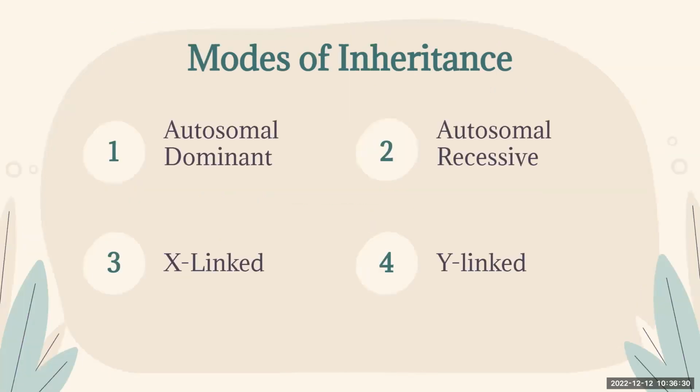There are 4 modes of inheritance that we will go over. The first is autosomal dominant, which is where the individual has the condition and passes it down, the expressive inheritance. And then there's autosomal recessive, X-linked, and Y-linked.